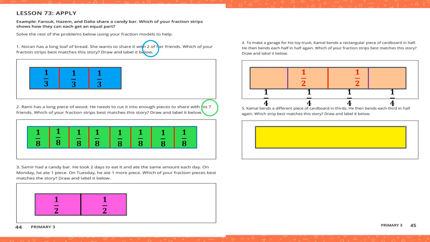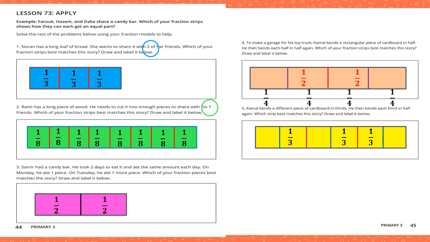Kamal bends a different piece of cardboard in thirds. Yeah, we have now a different piece of cardboard. He cut it into thirds. Thirds means 3 equal parts. Then he bends each third into half again. Focus here. We have 1/3 here, 1/3 here, and 1/3 here. Then he cut each third into half, like this.